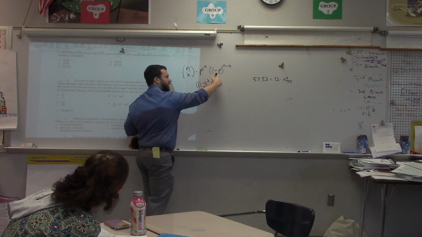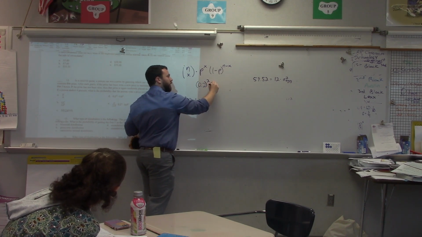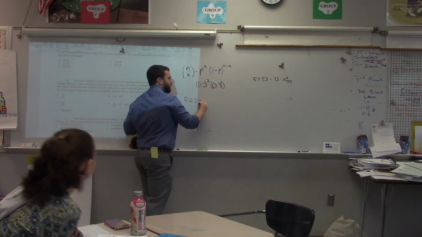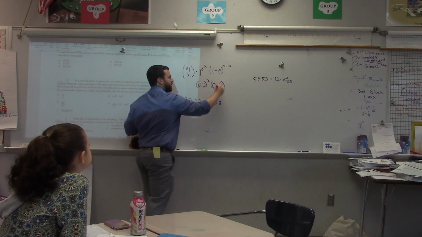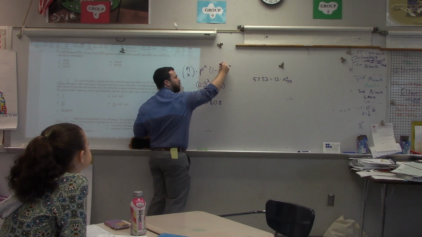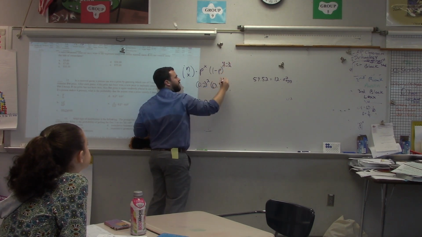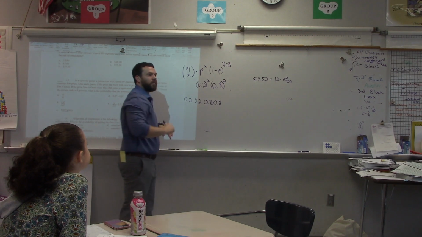And what's 1 minus p? 0.8. That's the probability of failure. And so I'm going to fail how many times? Twice. Notice if I take my number of trials, 4, minus my number of successes, that gives me my number of failures.